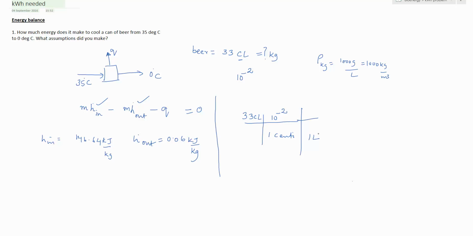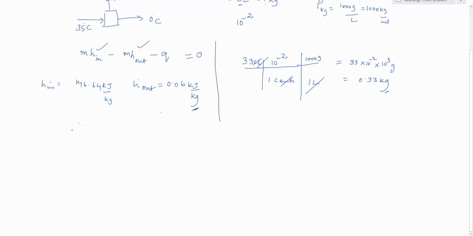Because we need mass in the numerator, we're going to multiply the volume by the density, which is 1000 grams per liter. So then the liter cancels out, the centi cancels out. If you multiply these three numbers, you get 33 times 10 to the power minus 2 times 10 to the power 3 grams, or 0.33 kilograms, because we wanted the units in kilograms here.